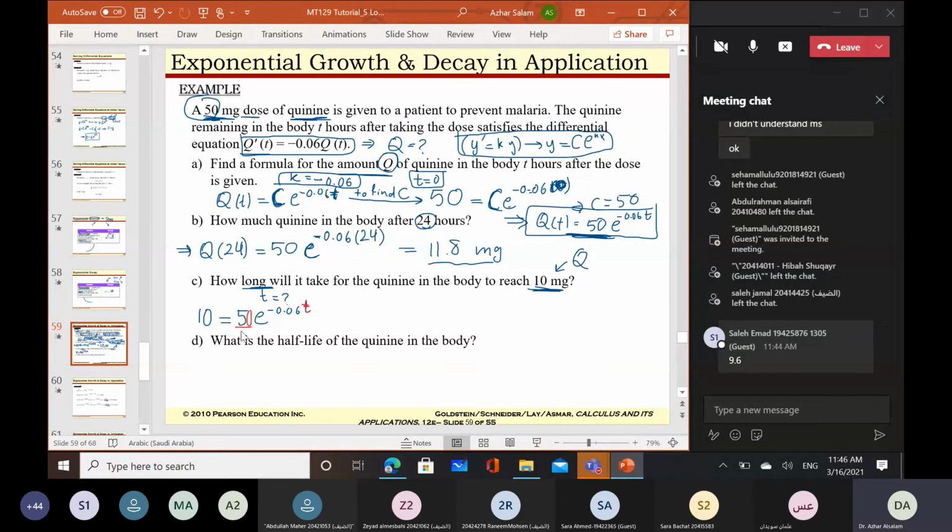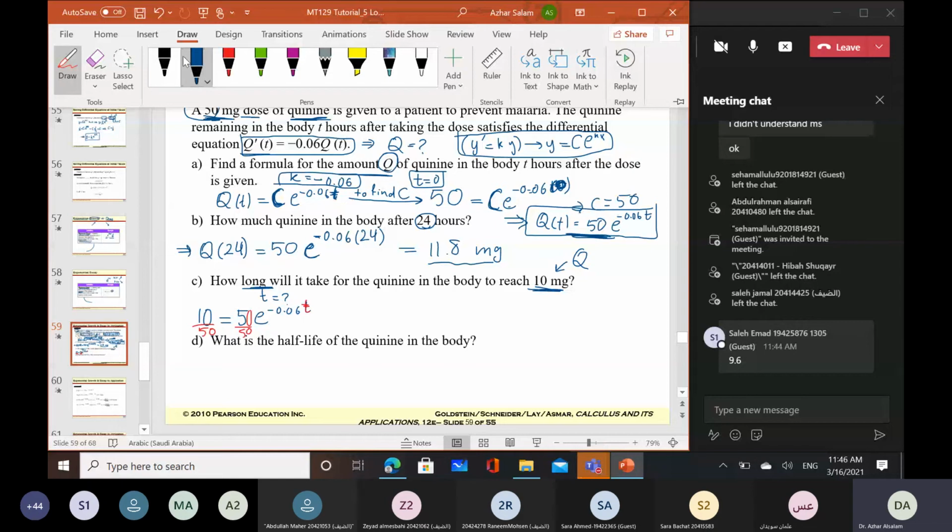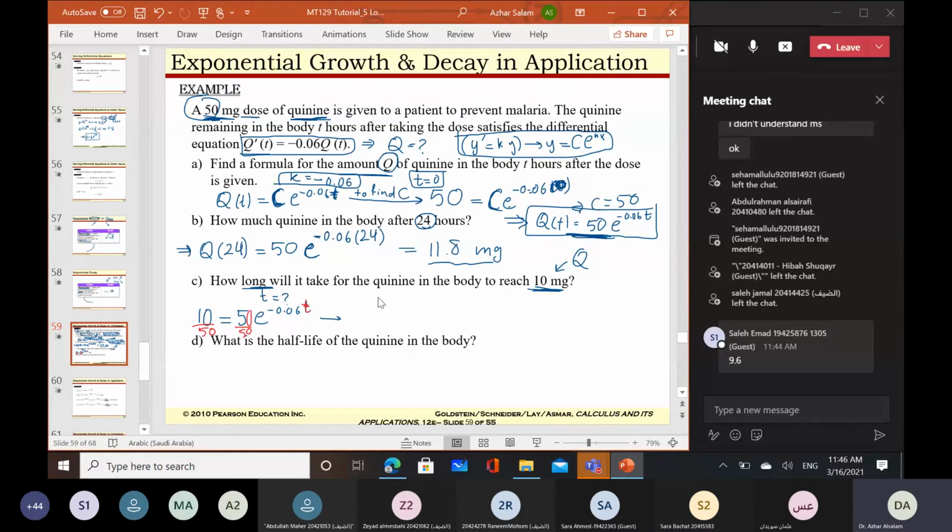I have to divide by 50 first. I divide both sides by 50 so that I can get rid of the coefficient of e, which is 50. So here it will be 10 divided by 50, which is 0.2, equals 50 cancels with 50, equals e to the power minus 0.06 multiplied by t.